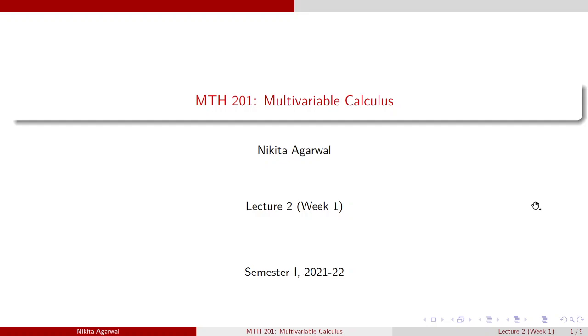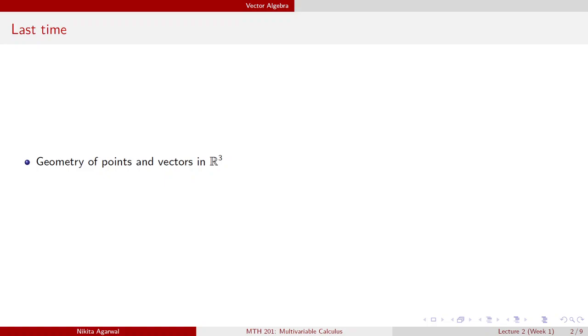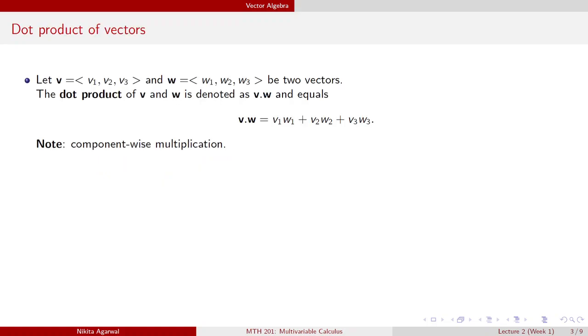Hello students, this is lecture 2 of MTH 201. In the last lecture, we discussed geometry of points and vectors in R3. Today we are going to talk about an operation on two vectors which is called dot product. So let us first define what dot product of two vectors is.